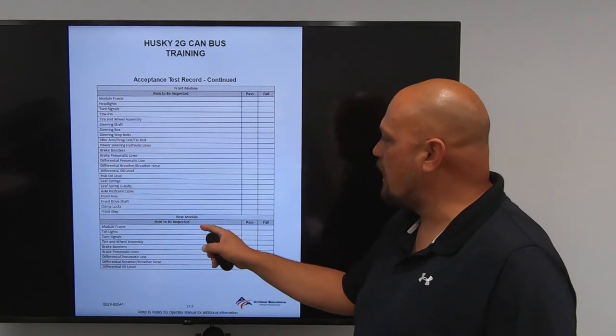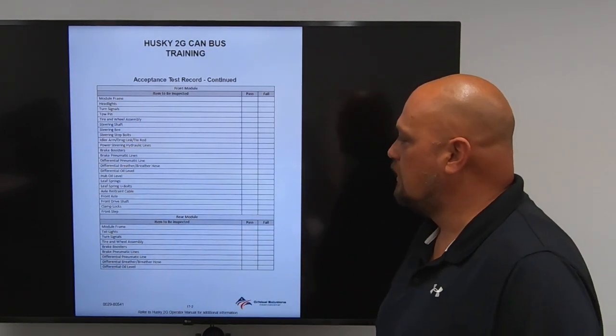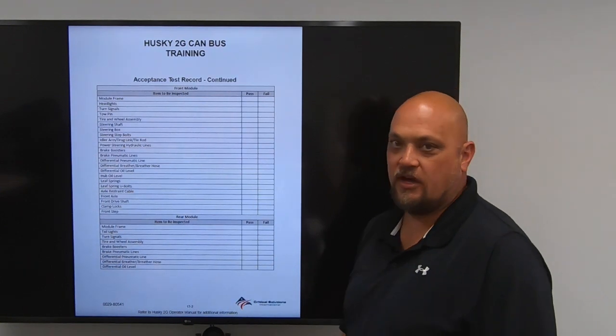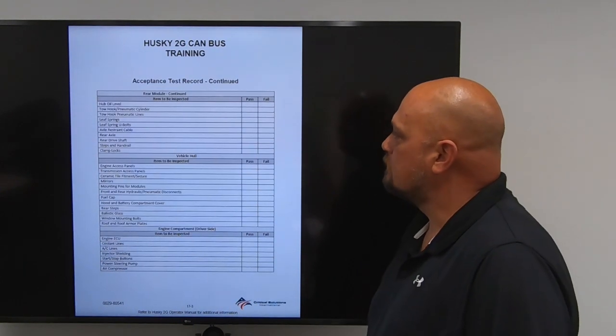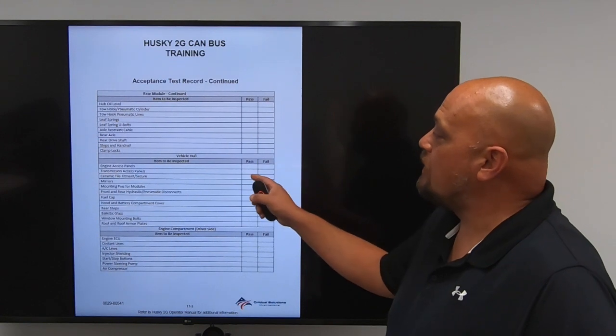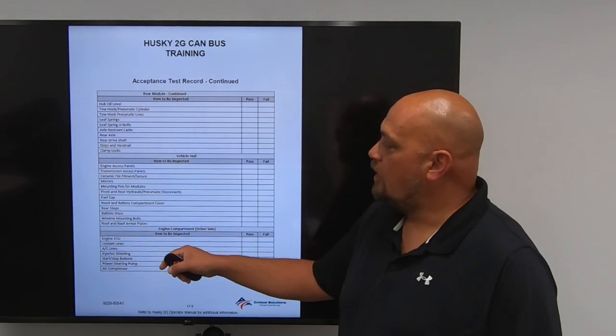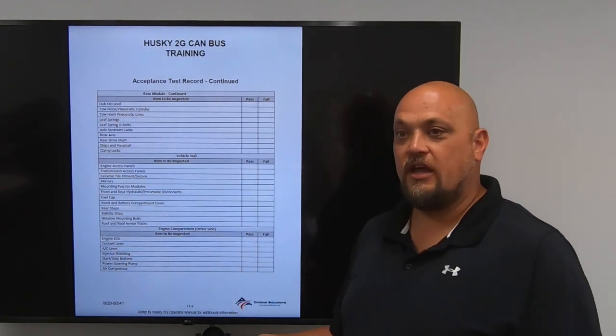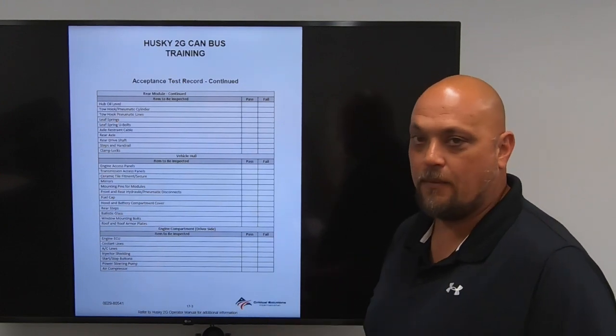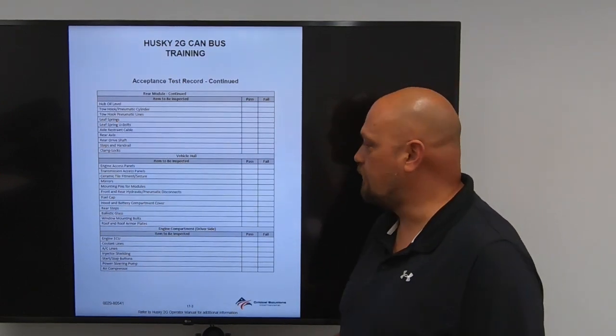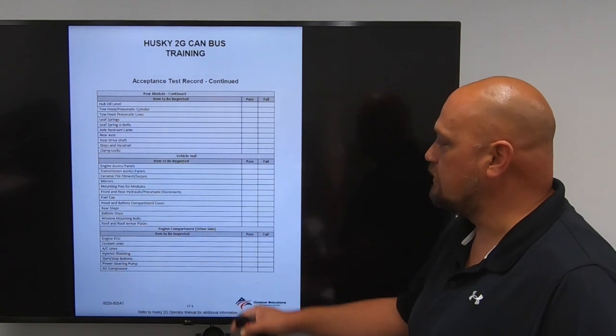Once you're done with the front wheel module, you'll move to the rear module. And again, you'll have an itemized list that you'll have to look at. From the rear module, we'll move to the vehicle hull. On each one of these, again, make sure every item is working, every item's in proper order, securely mounted, and so forth. Again, you'll have a pass or a fail for each one of these items.